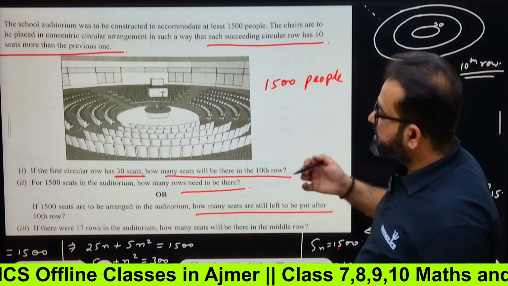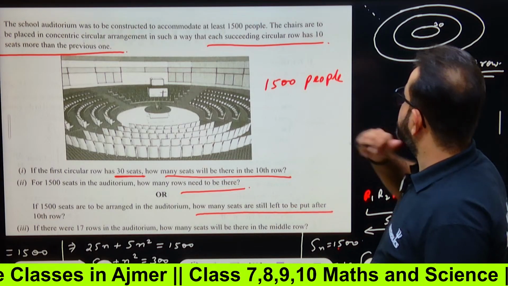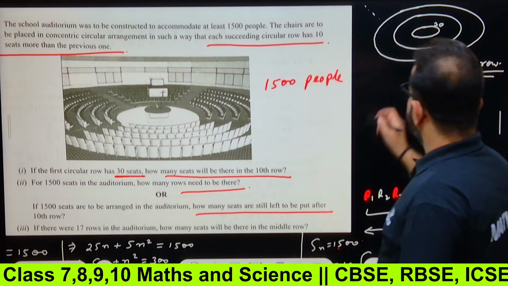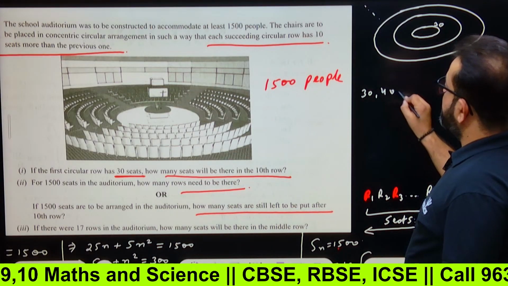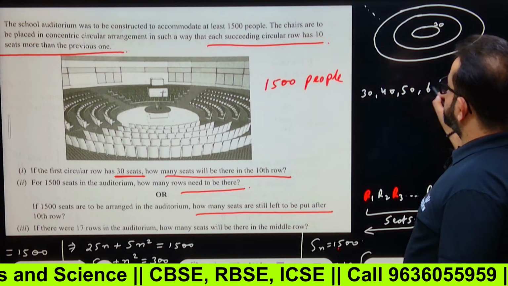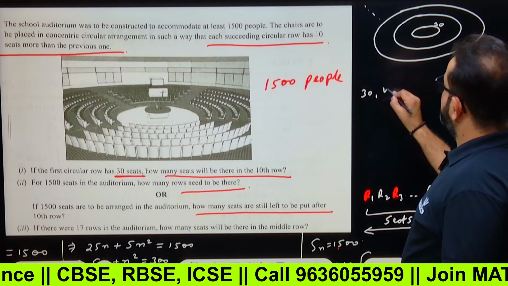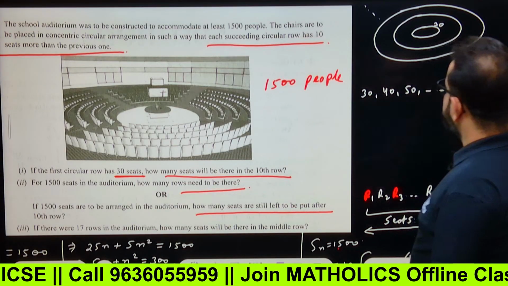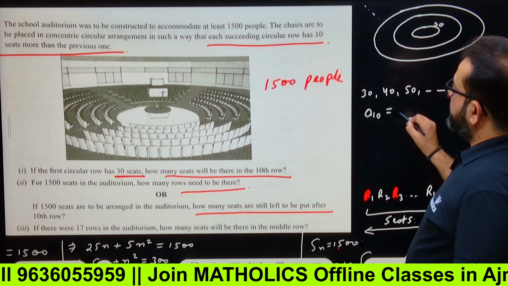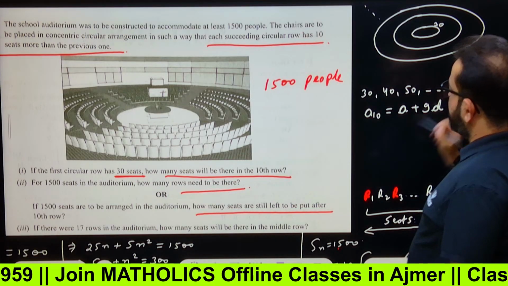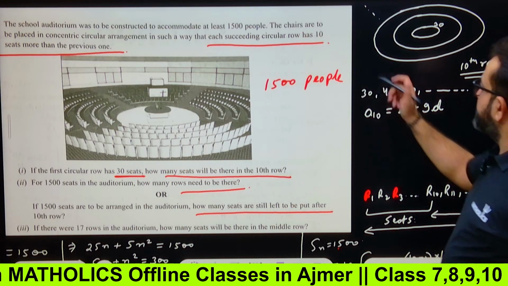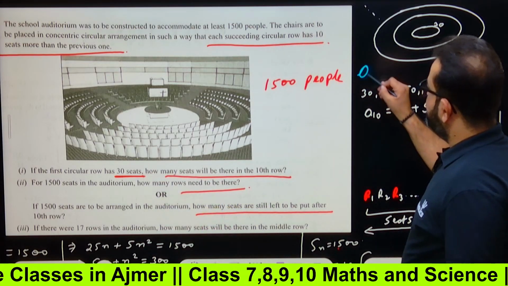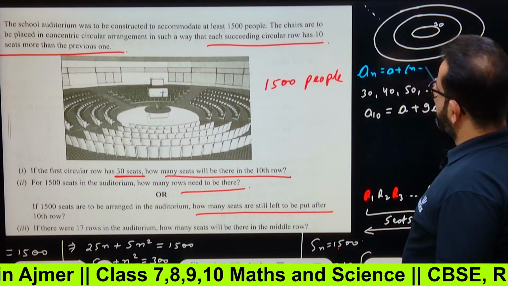That means it is increasing by a set of 10, obviously. They are saying that each succeeding circular row has 10 seats more than the previous one. So first will be 30, another will be 40, then 50, then 60, and so on. To find seats in the 10th row, you have to find A10. Using the formula for the nth term, An equals A plus n minus 1 into D.